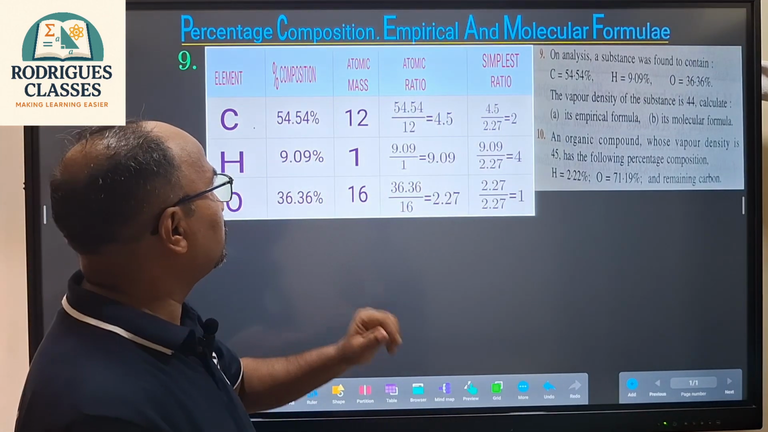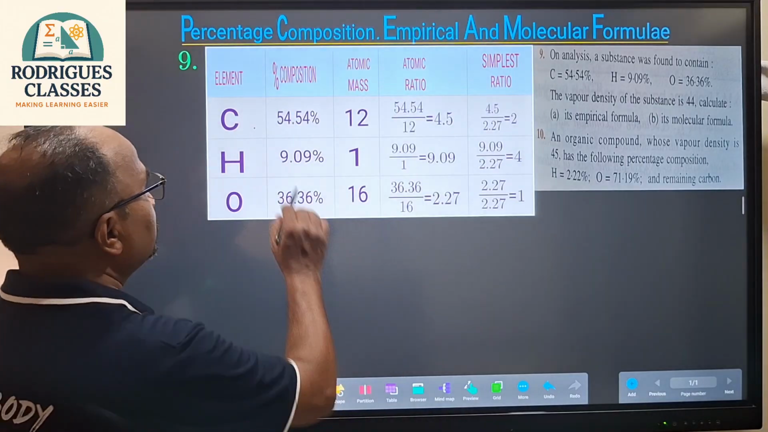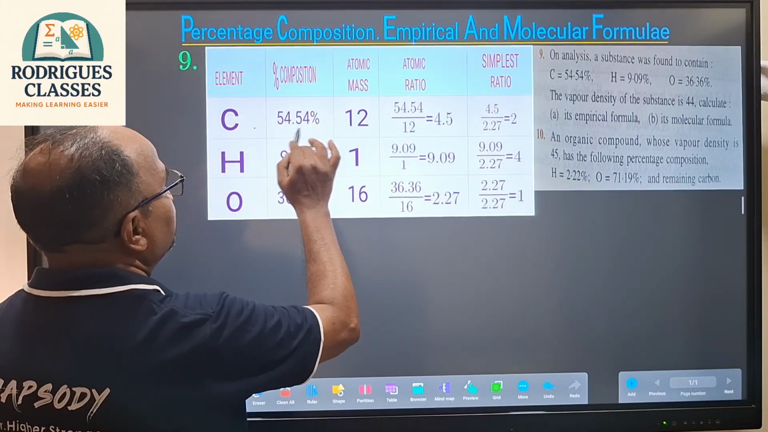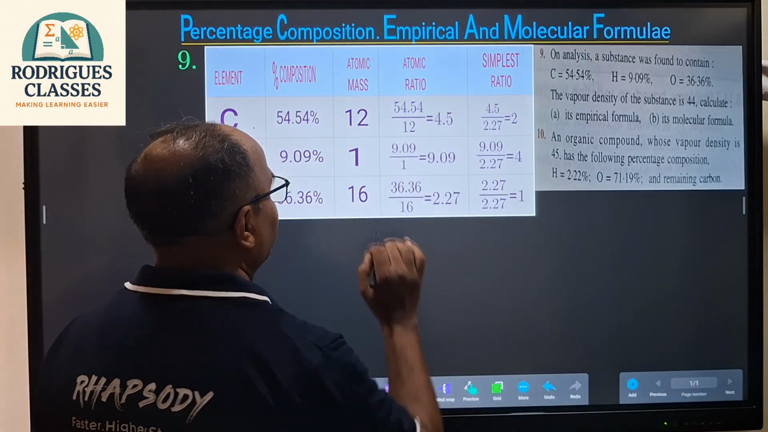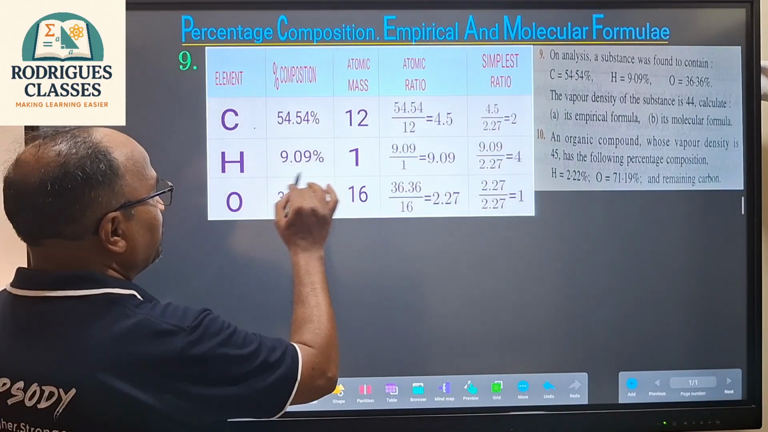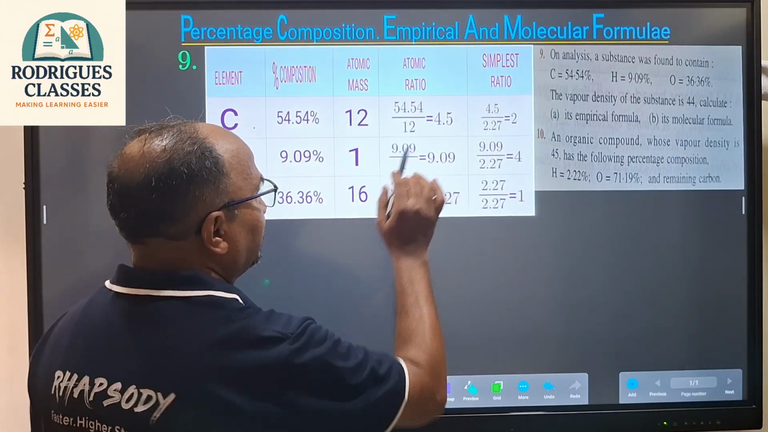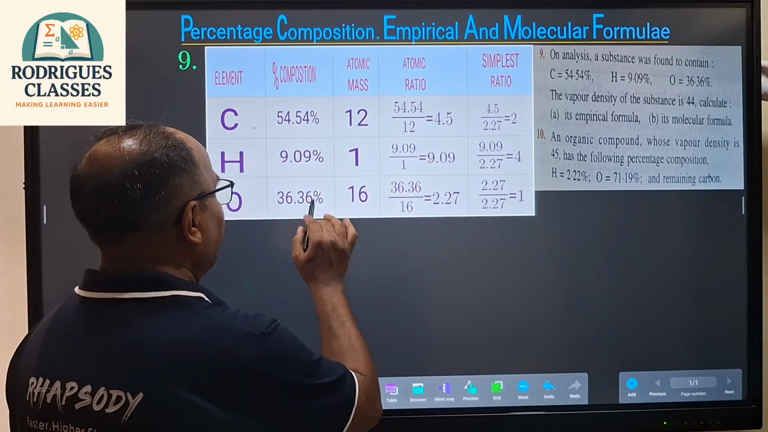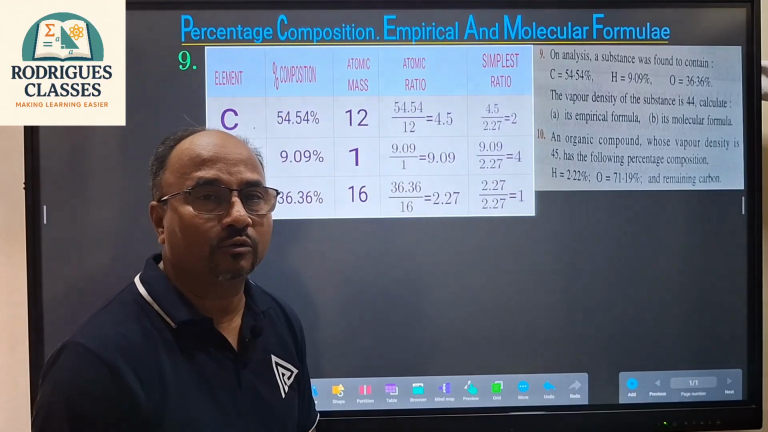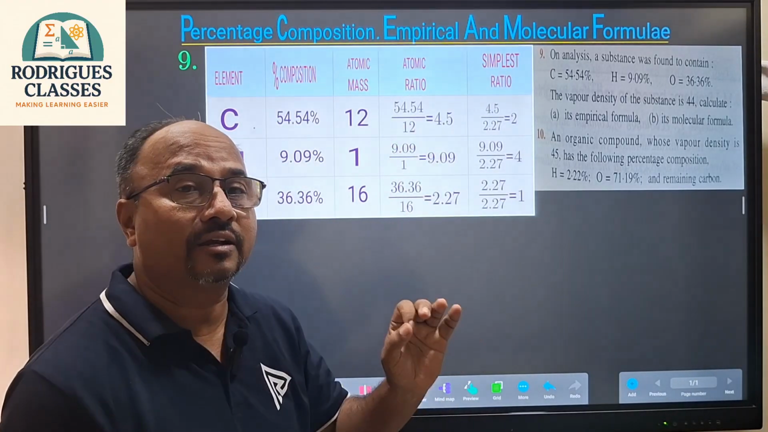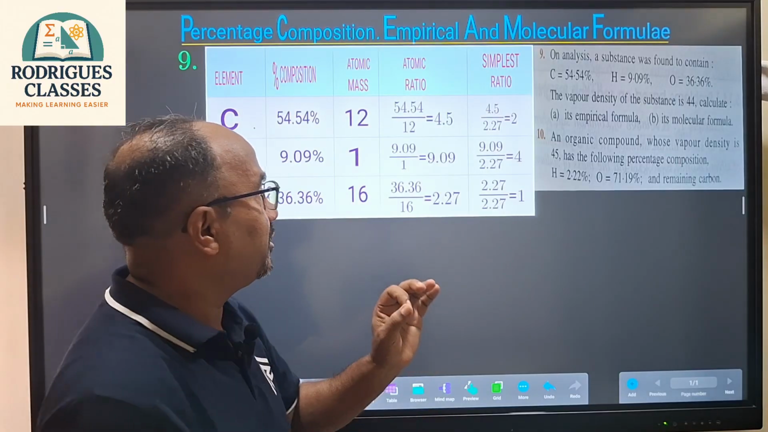Now comes the main process. We have to find the atomic ratio. So whatever is the percentage composition divided by the atomic mass, that is giving us 4.5. 9.09 divided by 1 will give us 9.09, and 36.36 divided by 16 will give us 2.27. So this part will require a little bit of calculation of dividing.